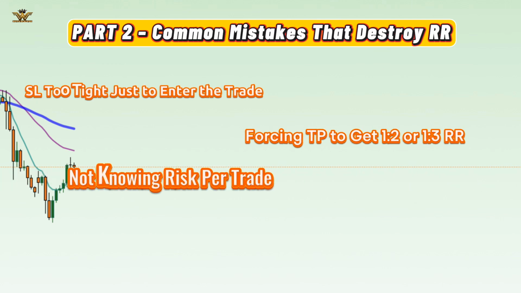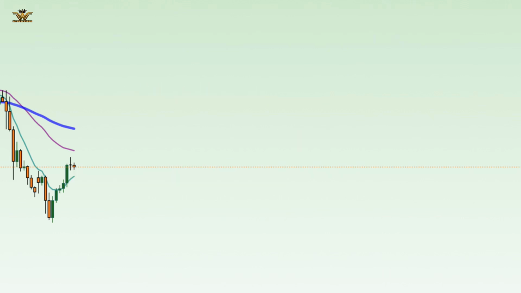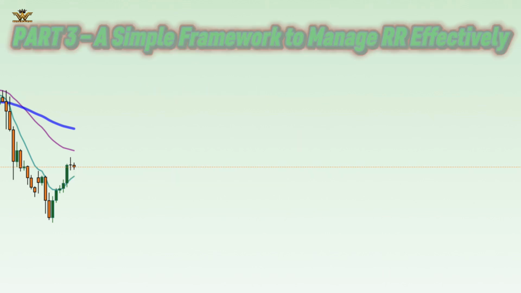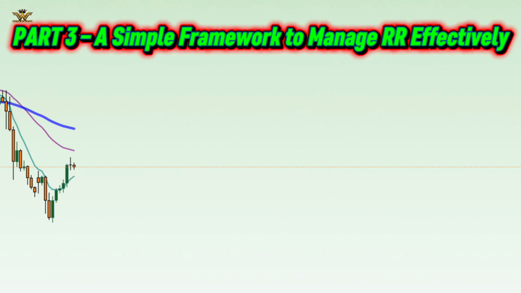And the third mistake is not knowing risk per trade. If you don't calculate your percent risk per trade, many traders risk $50 on one trade and $300 on another without even realizing it. And how to fix it? Let's just decide how much percent of your account you will risk, usually 1-2% per trade, then back calculate your position size accordingly. And now let's move on to the next part, a simple framework to manage risk-reward effectively.